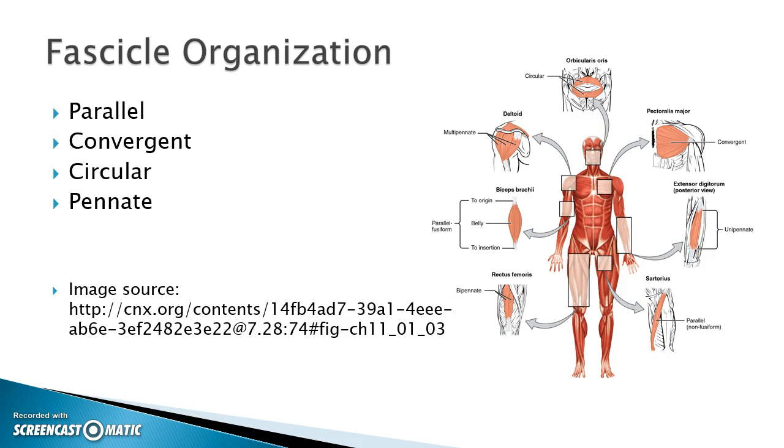The fascicles of skeletal muscles are arranged in several different arrangements or orientations. Recall that a fascicle is a bundle of muscle fibers surrounded by the perimysium. These arrangements include parallel, convergent, circular, and pinnate.